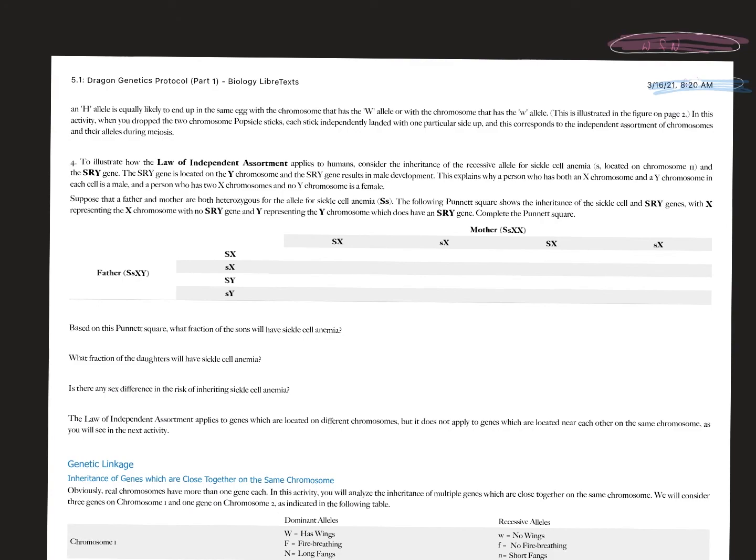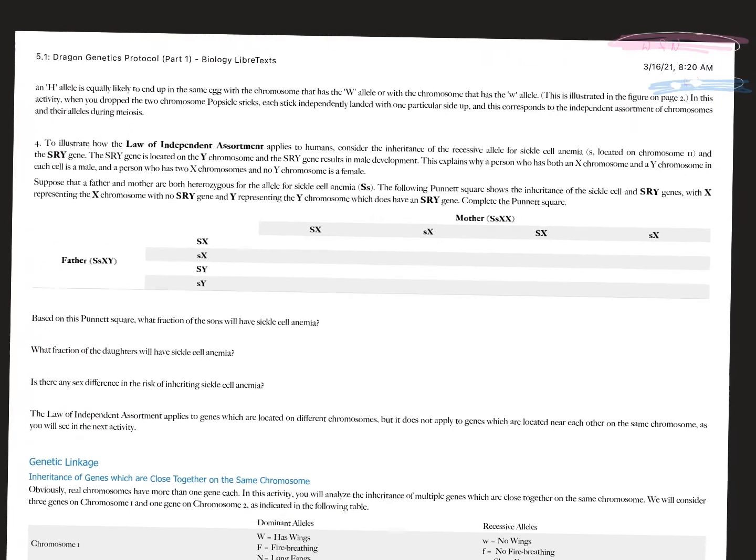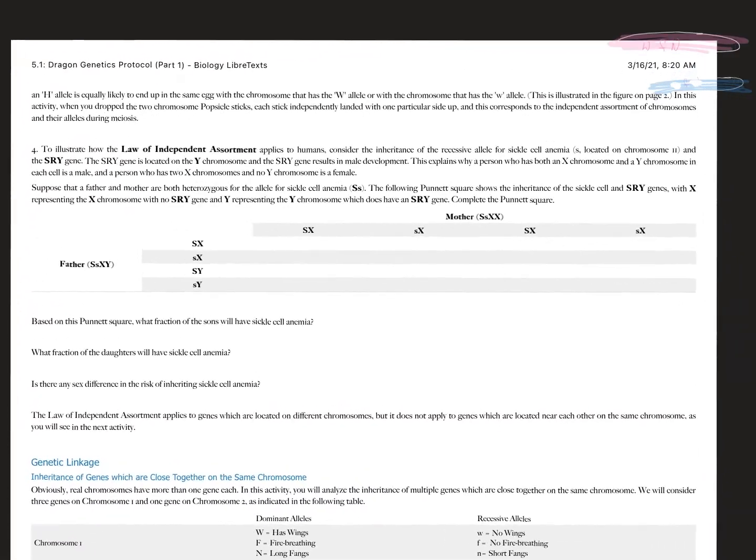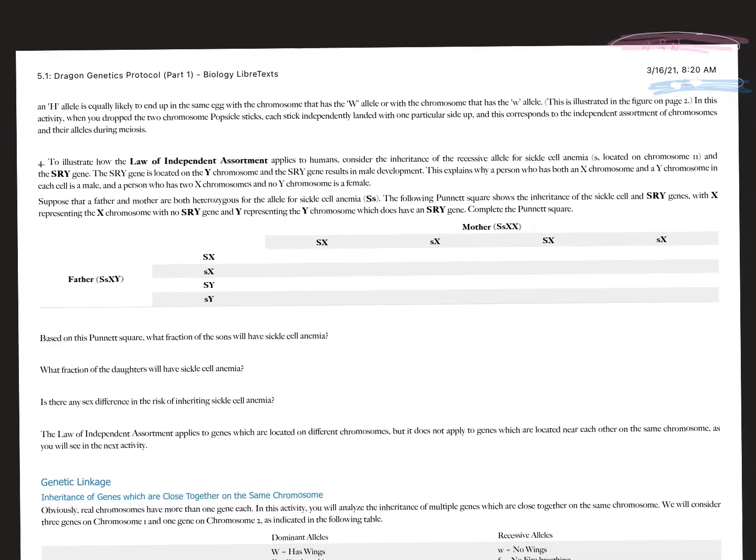You only get SRY if you get a Y chromosome, right? So it's a little trickier because not everybody gets a Y chromosome. Only the males get the Y chromosome, which explains why if you have the SRY gene, you're a male. So this explains why a person who has both X and Y chromosomes in each cell is a male. A person with X chromosomes and no Y chromosome is a female.